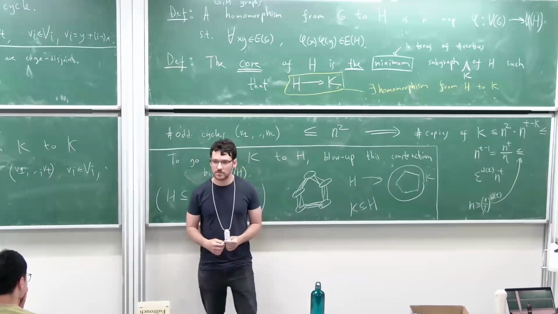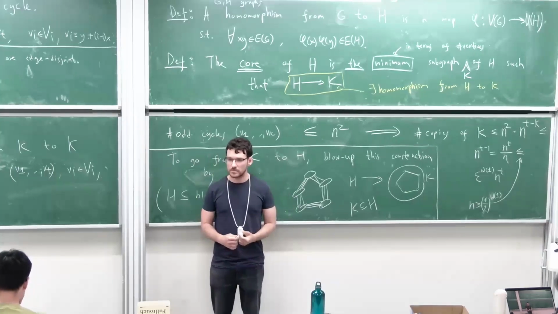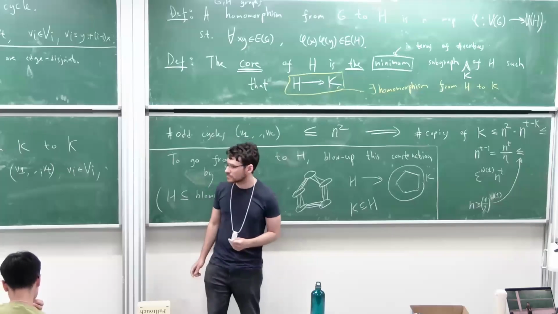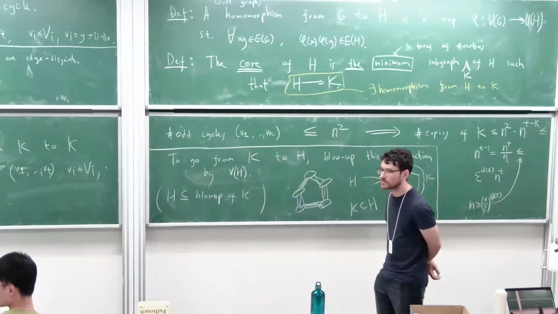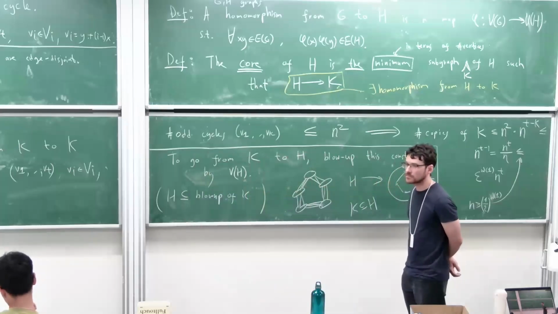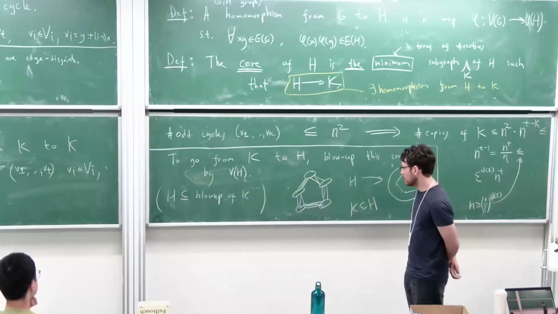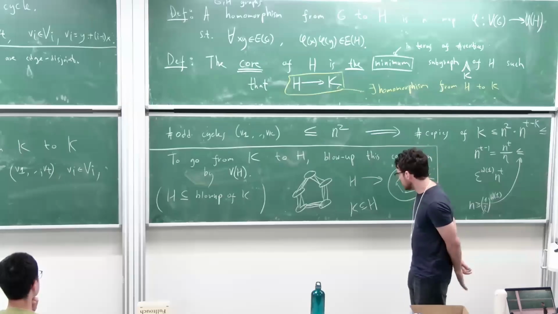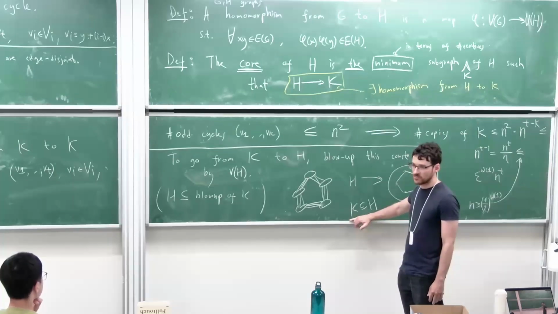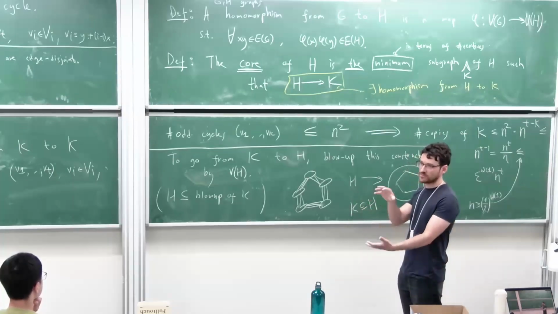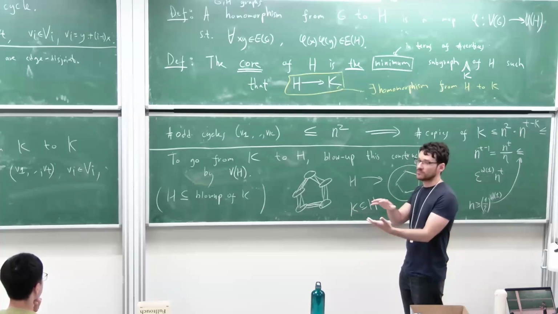Any questions for this? Yes. So in order to upper bound how many copies of H you have, you can just upper bound how many copies of K you have. And each of these has to come from a copy of K, because it's still homomorphic to K, even after you blow it up.